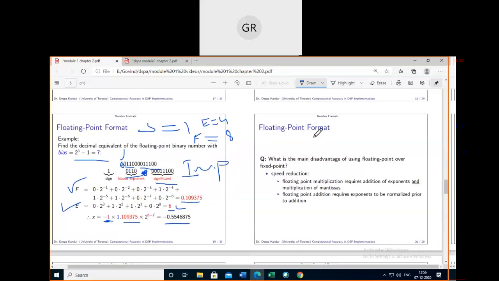Okay, then here, what is the disadvantage of floating point over the fixed point? Here, the speed reduction. That is the most disadvantage of the floating point representation. Floating point multiplication requires addition of exponents and multiplication of the magnitude. Also, floating point addition requires exponents to be normalized. That means here we can make changes in the exponent value. In addition, you can make the exponents equal. Then only the addition is possible. These are the disadvantages.